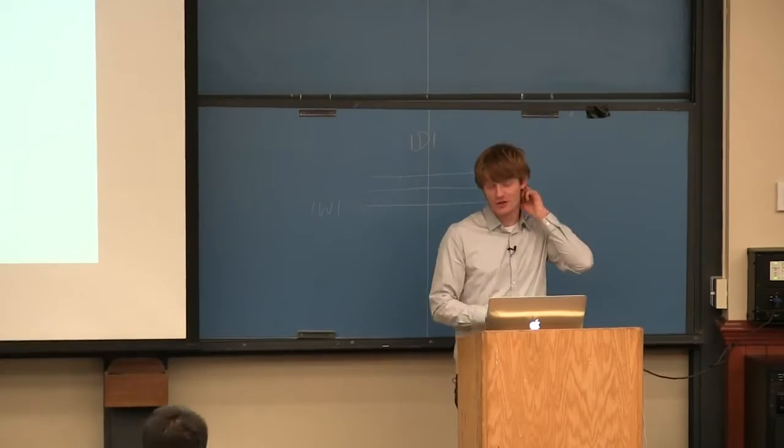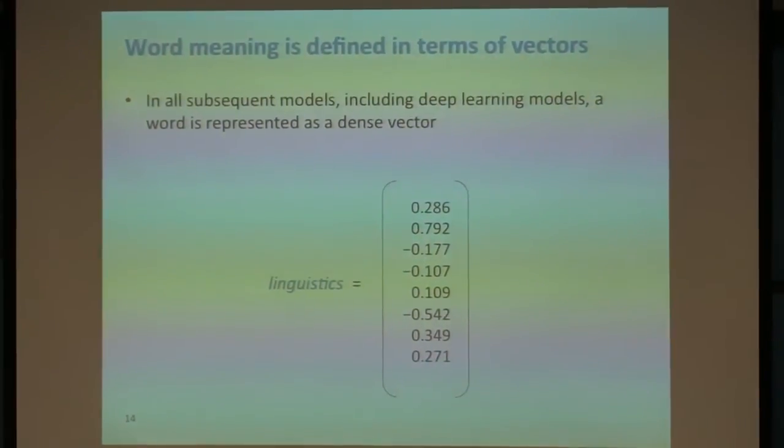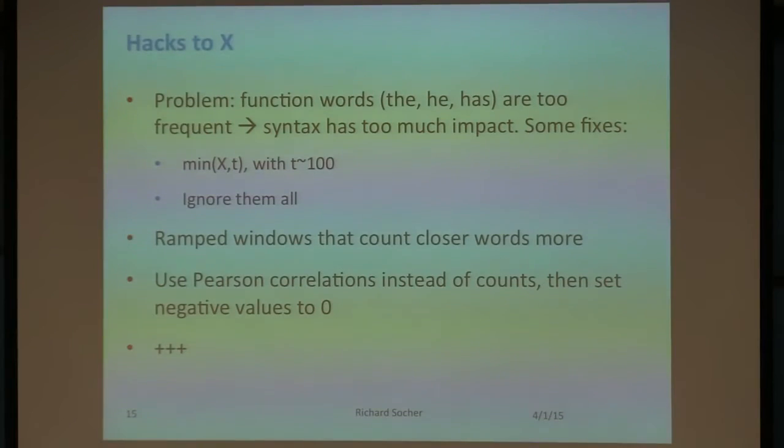Great. OK, so just to reiterate this, in all the subsequent models from now on, including all the deep learning models, a word will be represented as this dense vector. Of course, nothing is as simple as I just described it in the very first iteration. So when you create this entire matrix, you have function words like the, he, and has. There are only a finite amount of them, only so many personal pronouns, only so many determiners like the, and they're way too frequent in the data set.